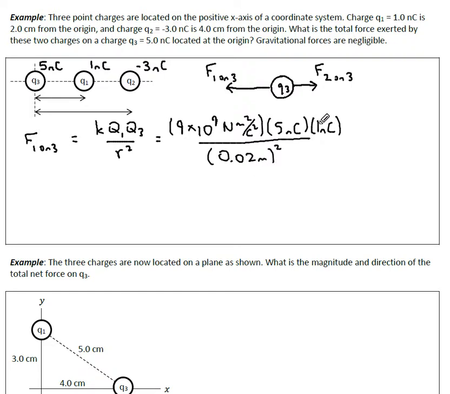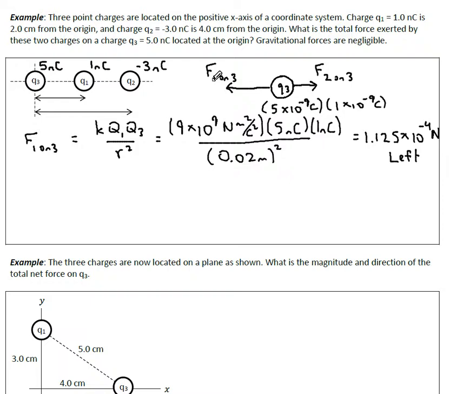Be careful, even though I wrote down 5 nanocoulombs, when I plug this into my calculator, a nano is times 10 to the negative 9. So this is the same as saying 5 times 10 to the negative 9 coulombs, and 1 times 10 to the negative 9 coulombs. We can plug that into our calculator, and we end up with a value of 1.125 times 10 to the negative 4 newtons. I'm just looking at the size. I can also write in here that it's going to go left, because my picture showed me it is going left.